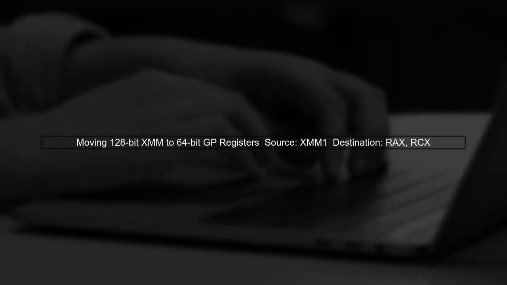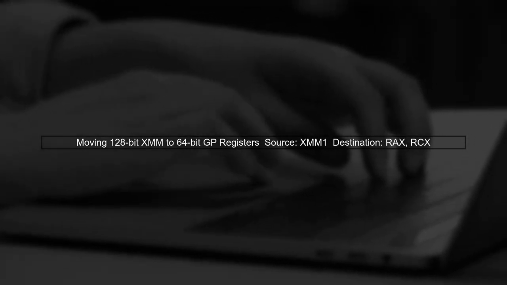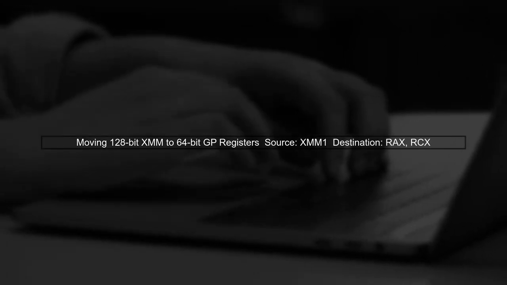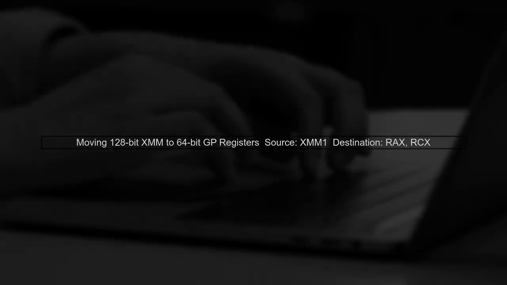Let's begin by moving a 128-bit value from an XMM register to 2 64-bit general purpose registers. We'll use the XMM1 register as our source. To transfer the lower 64 bits, we use the instruction movq rax, xmm1. This moves the first half of the XMM register into RAX. Next, to move the upper 64 bits, we can use movq rcx, xmm1 with a slight modification. We need to extract the upper half.